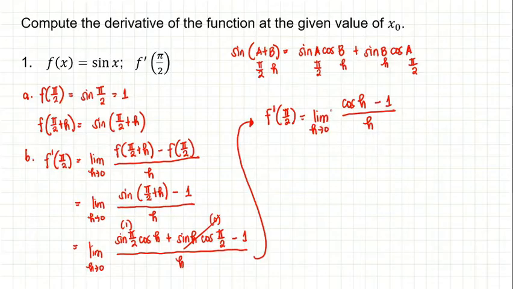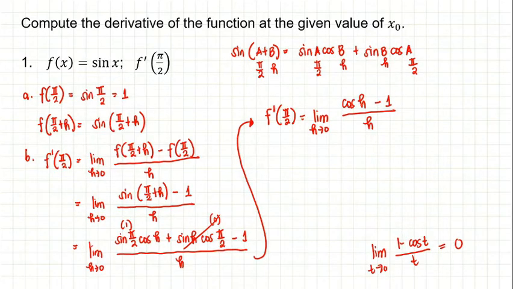As you can see here, cosine h minus 1 all over h is somewhat similar to the special limit for cosine. If you can still recall, limit of 1 minus cosine t all over t as t approaches 0 is equal to 0, right? So in this case, cosine h minus 1 all over h is almost the same with 1 minus cosine t over t as t approaches 0. And we also have here h approaches 0. So we just need to manipulate something here para magkapareho na yung form niya.